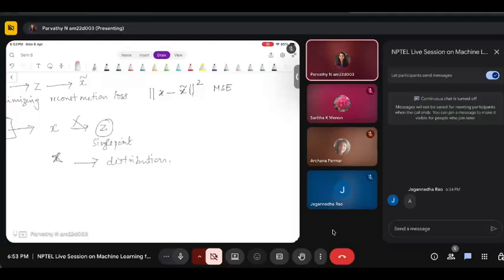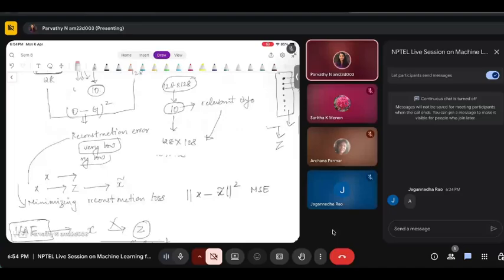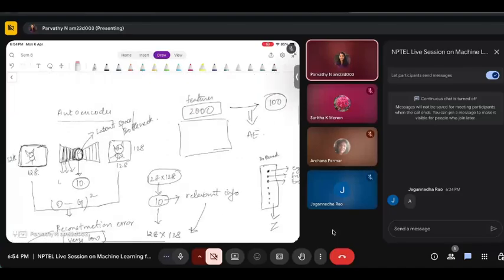So then the encoder, this part where the input X is given and is reduced or represented as a latent space, this part is called an encoder.